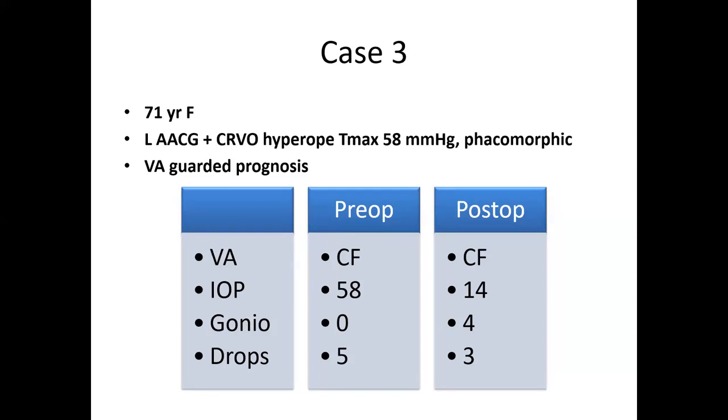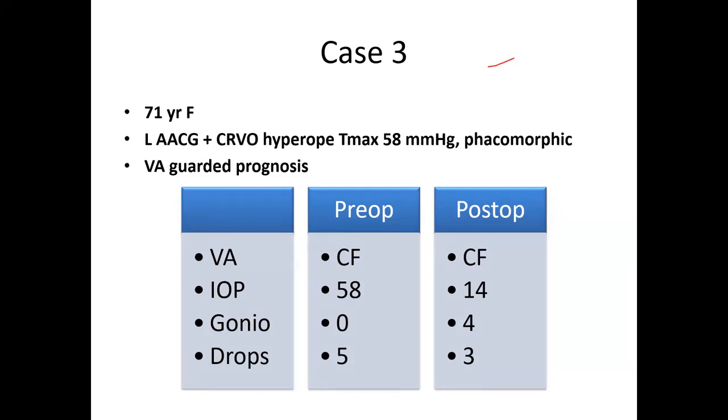Third case, a 71-year-old female, again acute angle closure with CRVO, a hyperope patient, 58 pressure. She had a phacomorphic element as well. When I saw her, she had a pressure of 58 on 5 drops. She was even on pilocarpine, but no use. Zip closed angles, counting fingers vision.